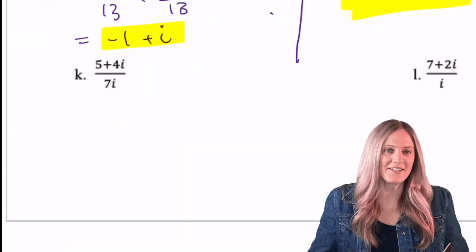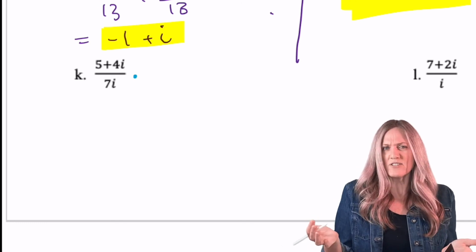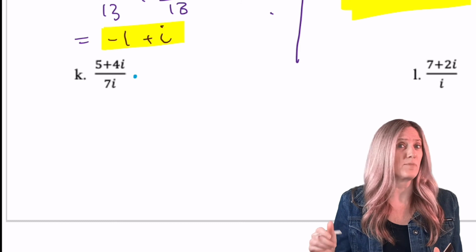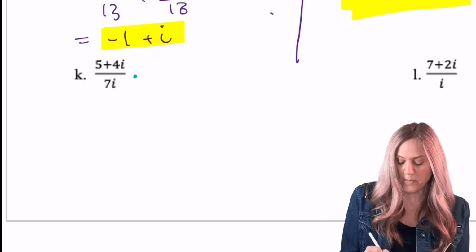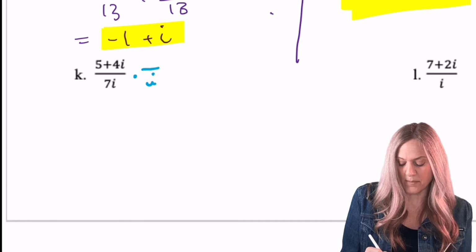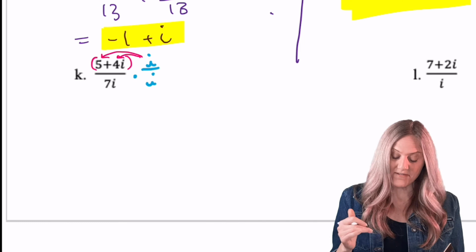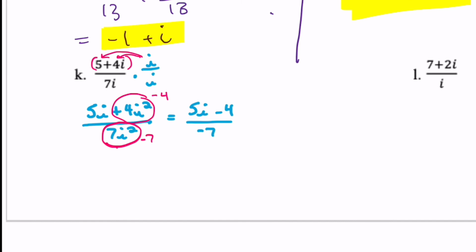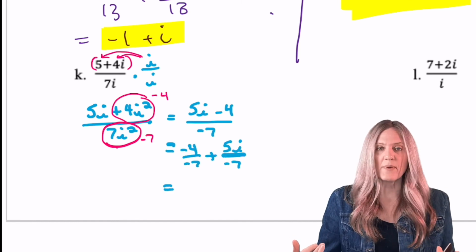As I look at the next example, I see a monomial in the denominator. Do I need a complex conjugate? No, I just need to make it so that it says 7i squared, because i squared is -1 and it's back to real. So if I multiply by i in the denominator, I multiply by i in the numerator. Be sure you multiply i into the 5 plus 4i. So 5i minus 4, all divided by -7.